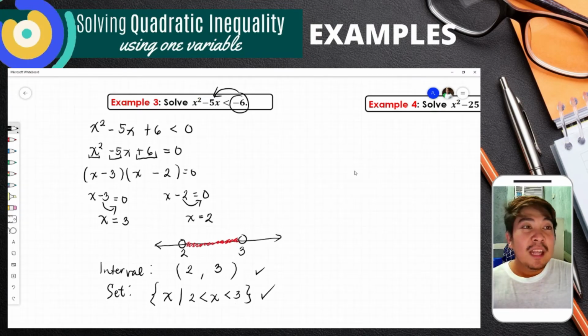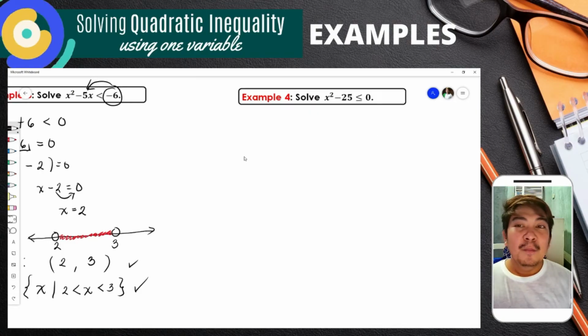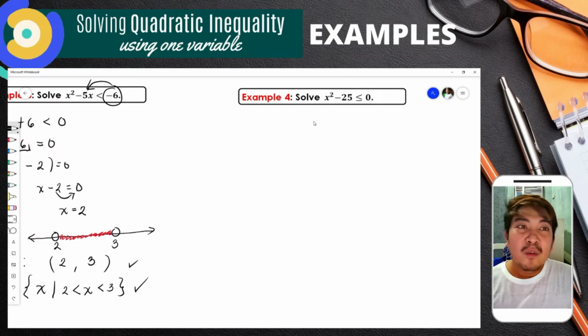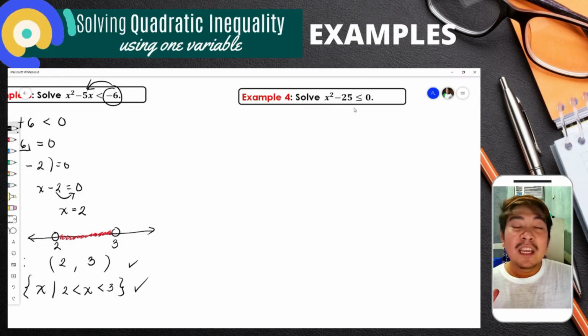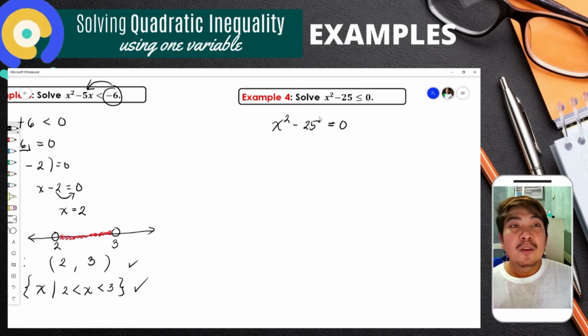So let us now go to the fourth example. This time, we are given with less than or equal. So how are we going to solve this one? Since all of the terms are on the other side of the inequality, the first thing that we should do is to change the inequality symbol to equal sign. So from x squared minus 25 is less than or equal to 0, it will become x squared minus 25 is equal to 0. You can use factoring or you can use extracting square roots in getting the critical points. So in this case, let us use extracting square roots.